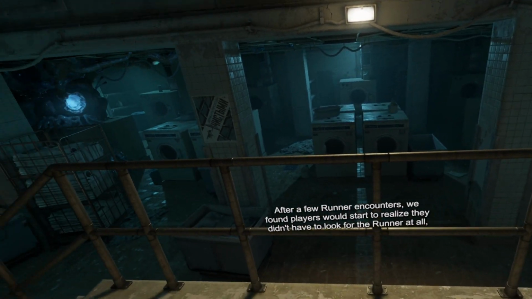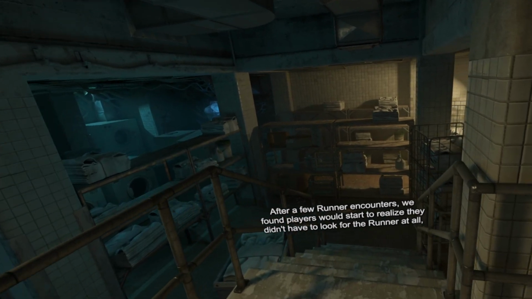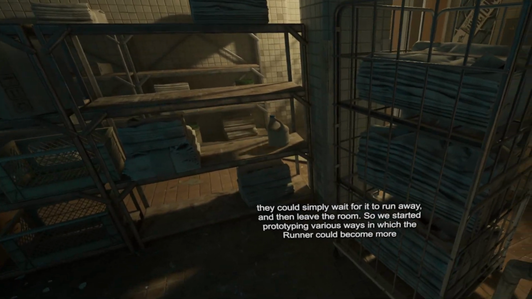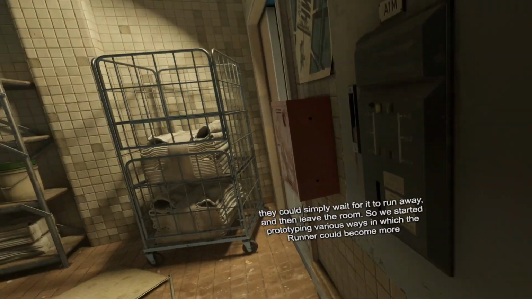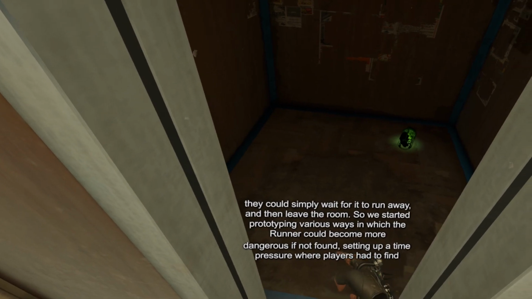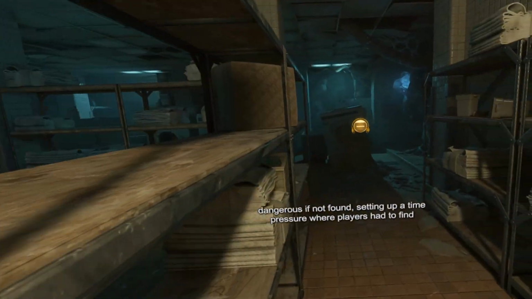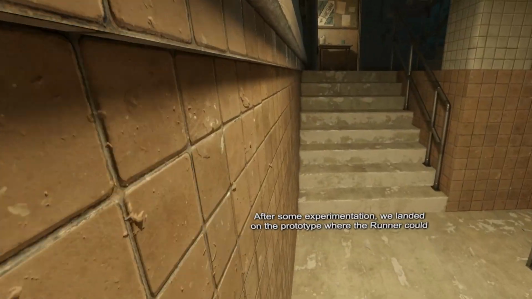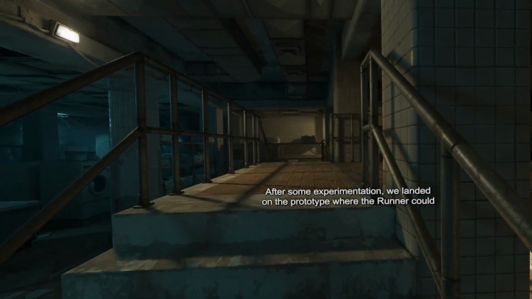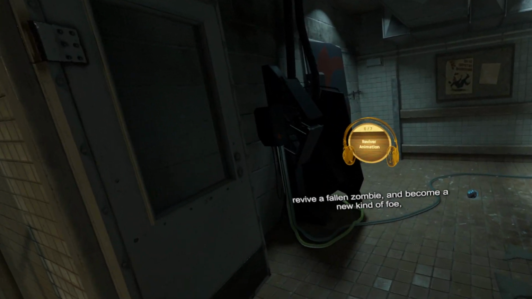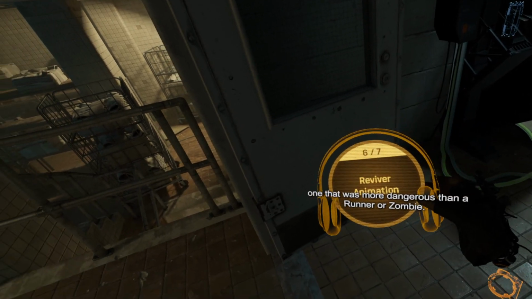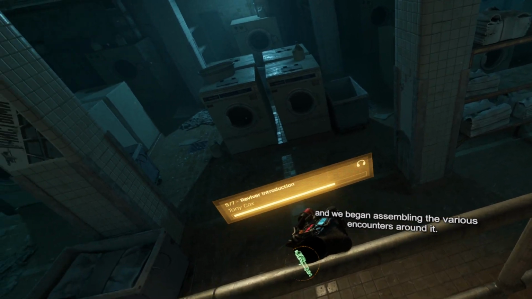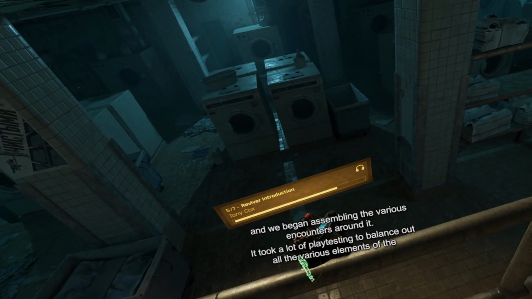After a few runner encounters, we found players would start to realise they didn't have to look for the runner at all. They could simply wait for it to run away and then leave the room. So we started prototyping various ways in which the runner could become more dangerous if not found, setting up a time pressure where players had to find the runner quickly or the situation would get worse. After some experimentation, we landed on the prototype where the runner could revive a fallen zombie and become a new kind of foe, one that was more dangerous than a runner or zombie. After this change, the runner was renamed internally to the Reviver, and we began assembling the various encounters around it.